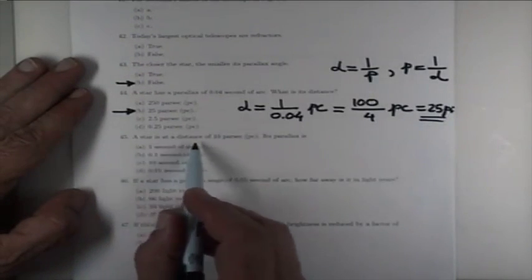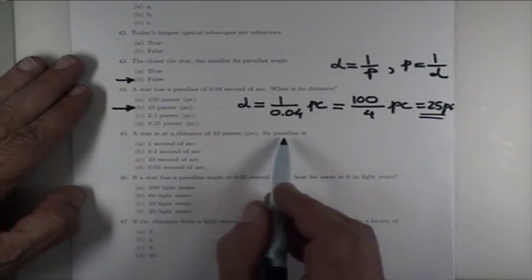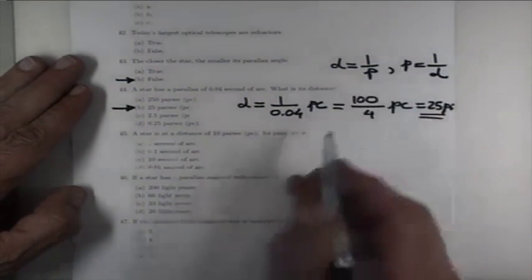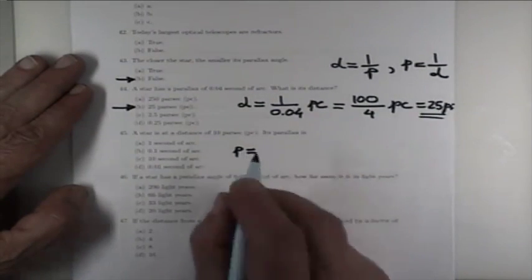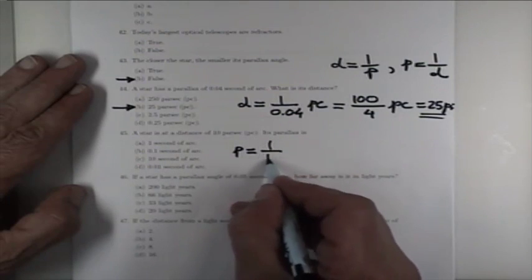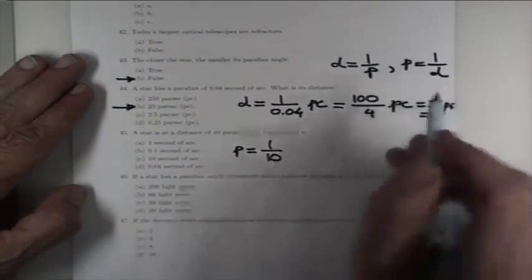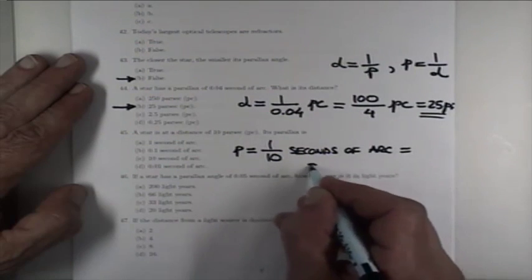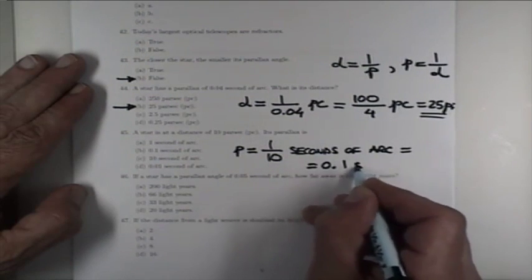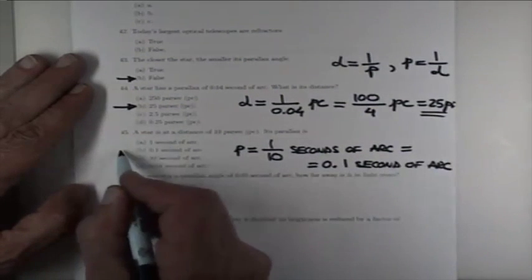Okay, so now the reverse thing. The star is at the distance of 10 parsecs. What is its parallax angle? Well, now I need to use this relation here. So the parallax angle is, the distance is 10 parsecs, and then when I use this, my angle is in seconds of arc. So this is 0.1 second of arc, right? So again, the correct answer is B.